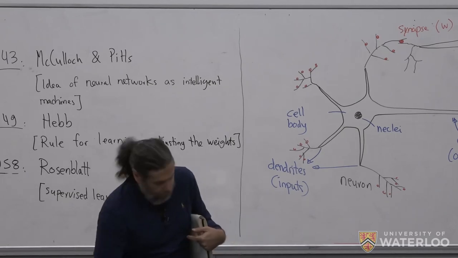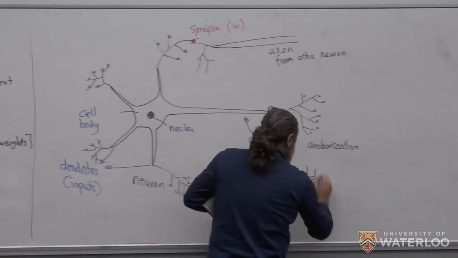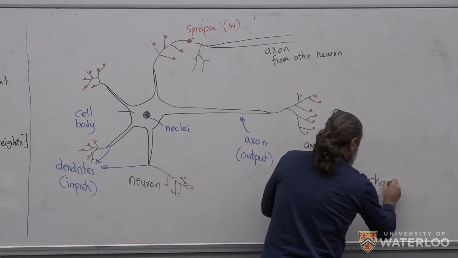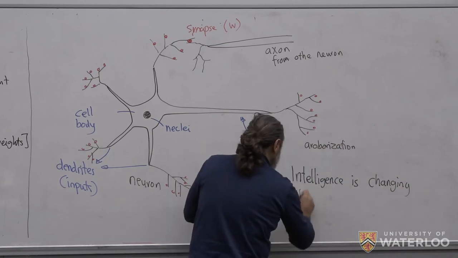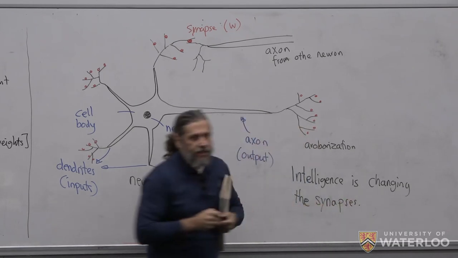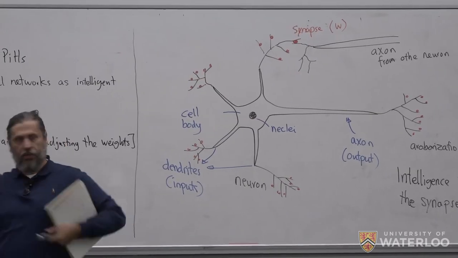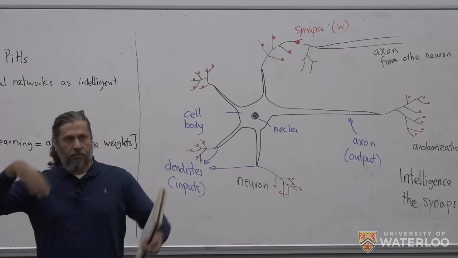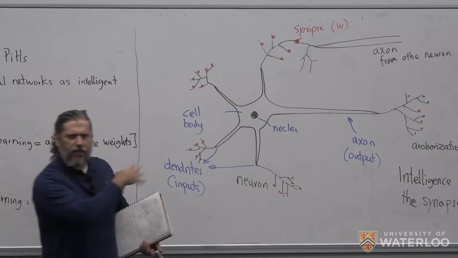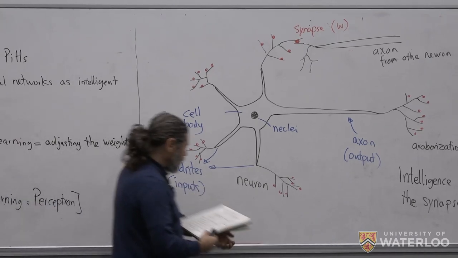How much? Well, intelligence is changing the synapses. Now, this is not AI anymore. Now, this is neuroscience. And therefore, I don't go deeper because I'm not a neuroscientist. I'm just some amalgamation between an engineer and a computer scientist. The little I have learned is enough for me to develop a good understanding of the abstraction that we use in computer science.